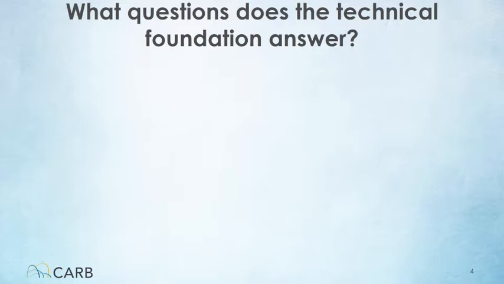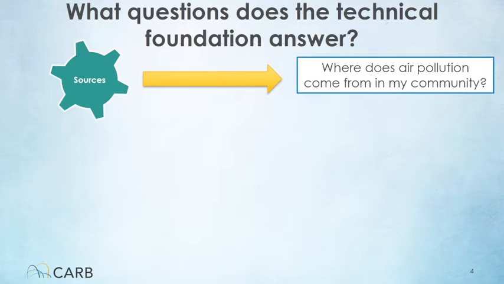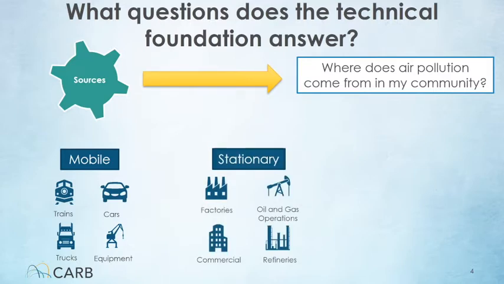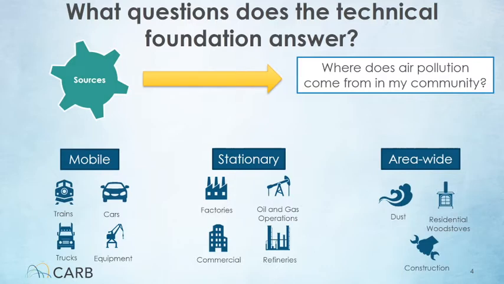Now that we know the technical foundation is important, let's talk about what questions the technical foundation answers. The first is, where does air pollution come from in my community? This includes identifying all the sources of air pollution that affect the community. You might hear these referred to as emission sources, and they include mobile sources like cars, trucks, and equipment, stationary sources like oil refineries, warehouses, factories, and commercial sources, and area-wide sources like dust, residential wood stoves, and construction.